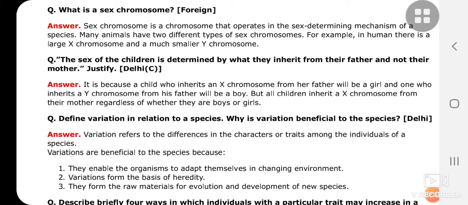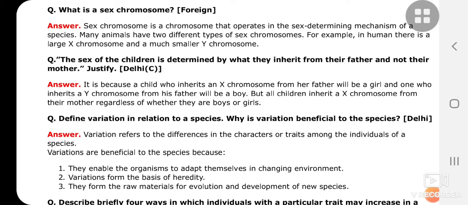Here children, in addition to this answer, you have to draw that line diagram also. That line diagram of X and Y and how the male and female children are formed, that diagram you will attach with this answer.